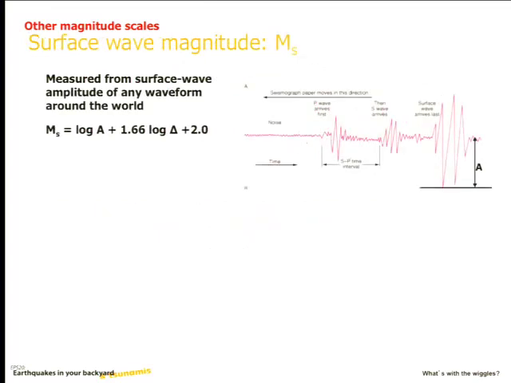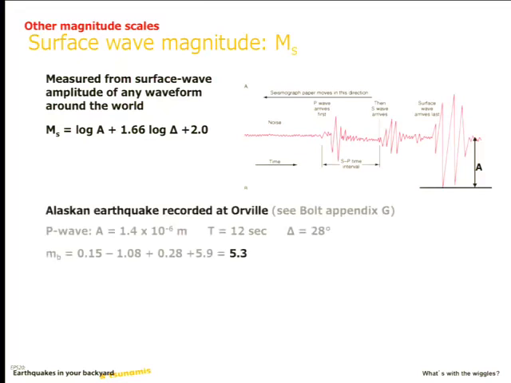Not surprisingly, we use the amplitude of the surface wave rather than the amplitude of the P-wave. Okay? But again, for the surface wave magnitude, we use the amplitude, and then there's a distance correction. These are still empirically defined relationships. That's why they're always a little different. So you take the same Alaskan earthquake, sorry, did I say that on the last slide? Oh, yes, sorry, I missed that. So it's the Alaskan earthquake recorded at Orville.